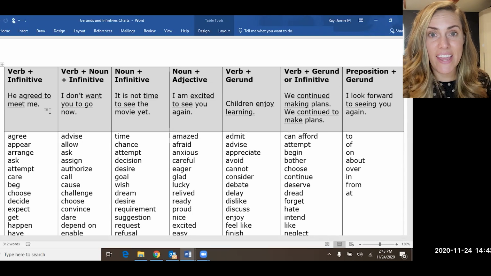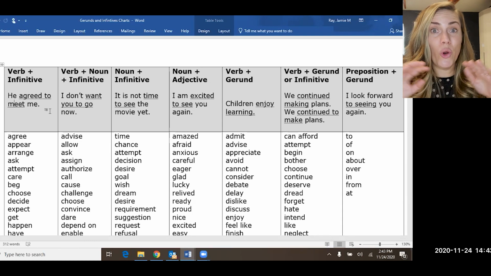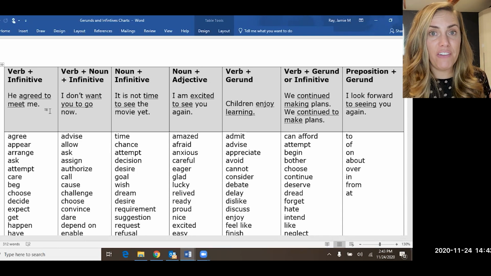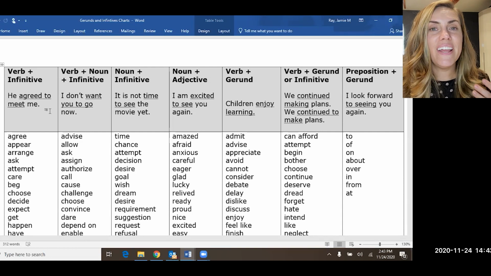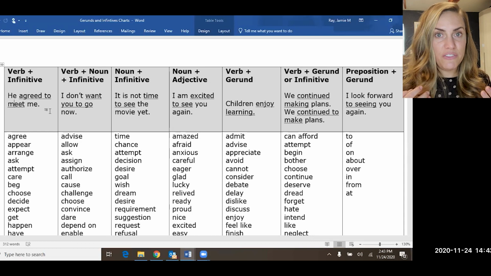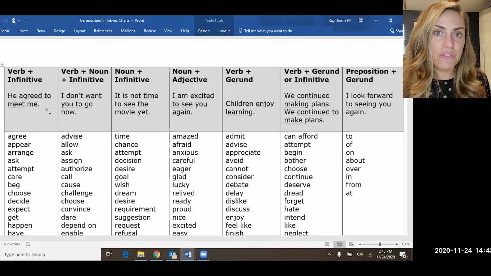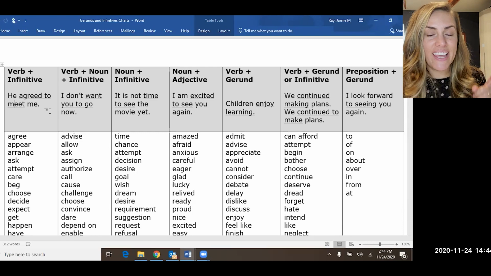I can't say, I enjoy to run. It's wrong. Enjoy is a verb that cannot have the word to run or any infinitive after it because it's just not grammatical. So therefore, now you have to go, okay, I know I can use an infinitive as the object after a verb, but which verbs? Which verbs take infinitives after them?